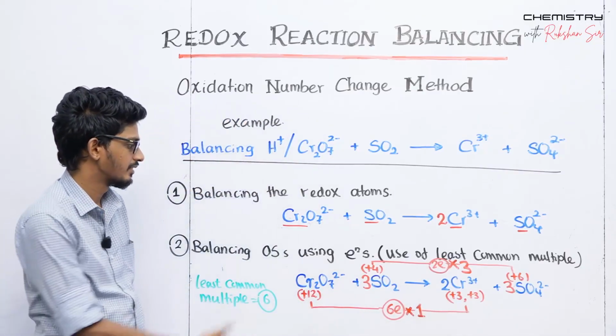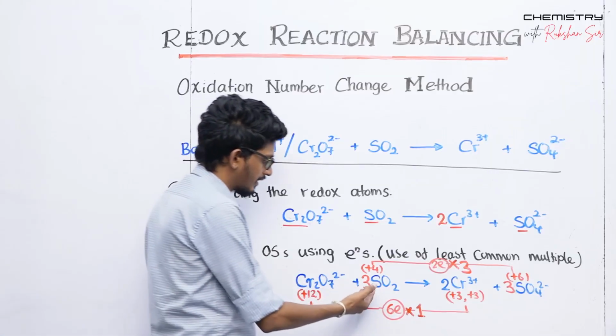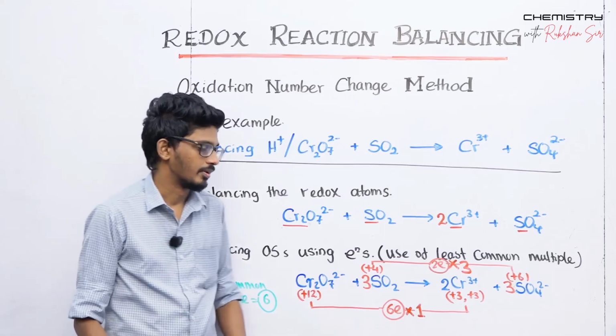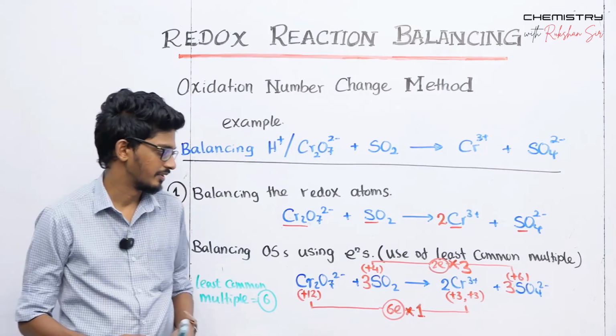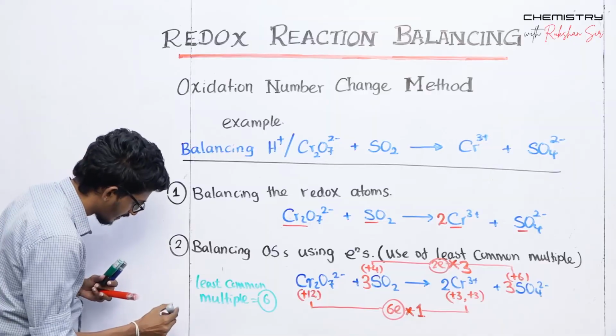Okay. So that is the second step where we had balanced the oxidation states with use of electrons or with use of least common multiple, right? Okay, that was the second step. Let's come to the third step. Step number 3.